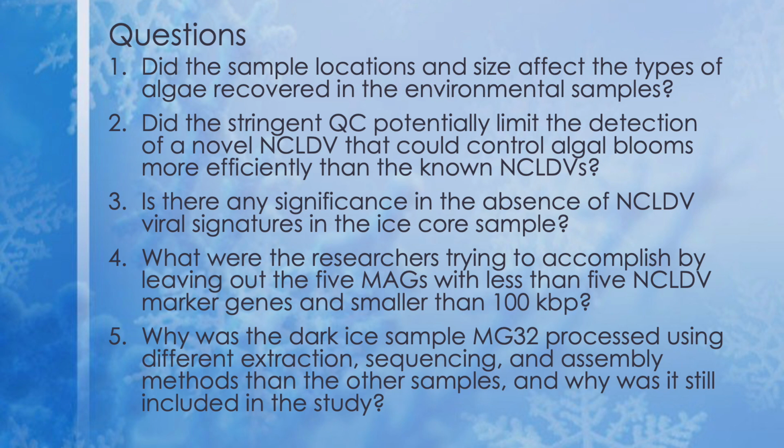What were the researchers trying to accomplish by leaving out the 5 mags with less than 5 NCLDV marker genes and smaller than 100 kilobase pairs? And why was the dark ice sample MG32 processed using different extraction, sequencing, and assembly methods than the other samples? And why did they still include it in the study?